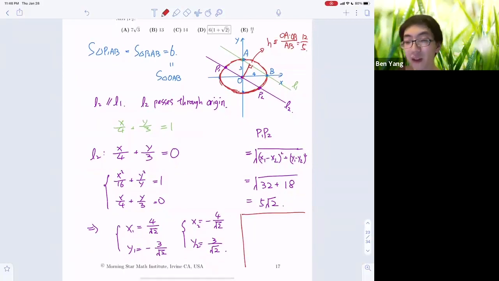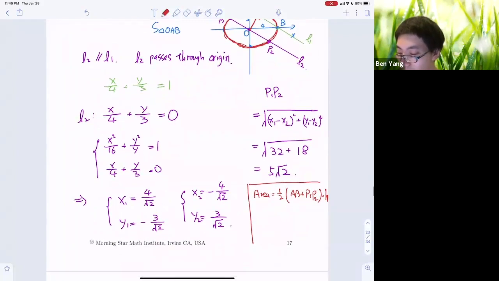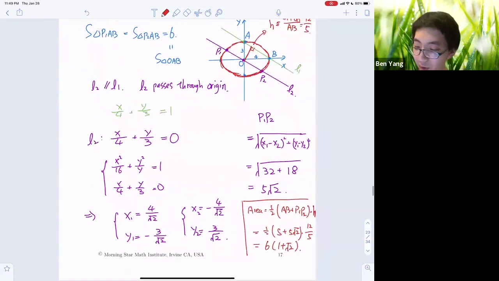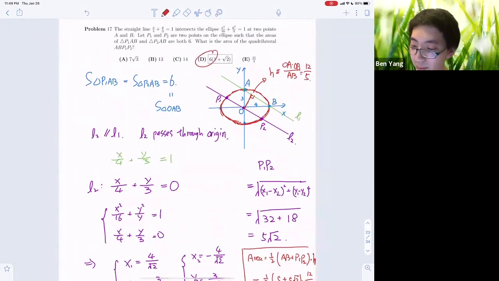Now, basically, we know everything. So the area is equal to 1/2 times AB plus P1P2, and then times height. So that's equal to 1/2 times 5 plus 5 root 2 times 12 over 5. So that's equal to 6 times 1 plus root 2. So the answer is D. Problem 18.